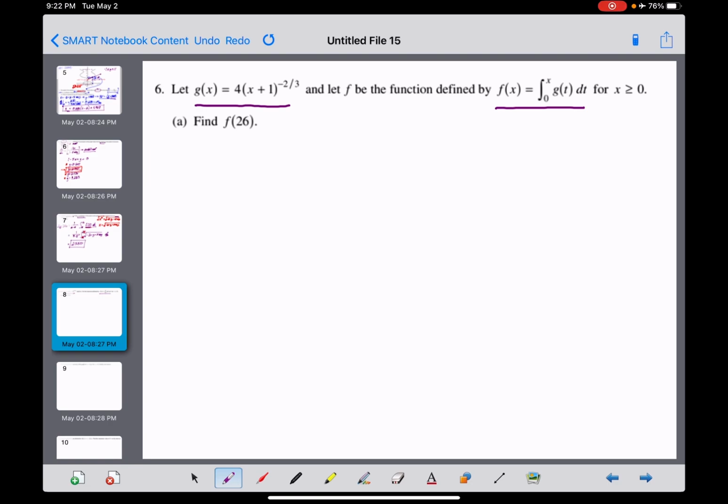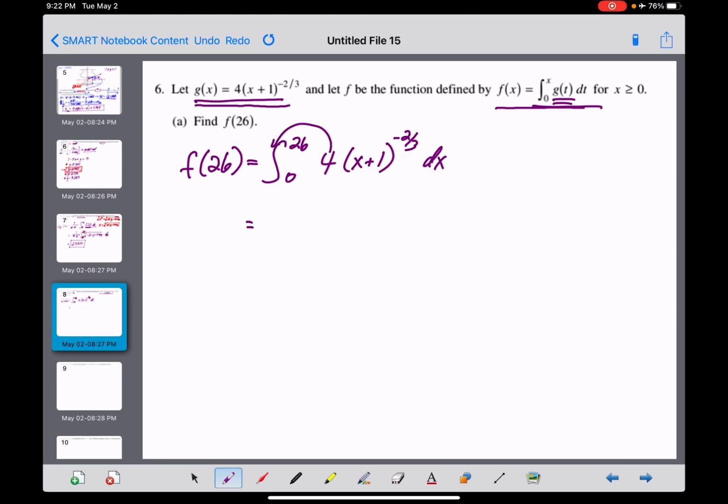Well, when they give you the explicit definition, let's use it. So f of 26 then will equal, just following this right here, the definite integral from 0 to 26 of g of t. That would be given to us by this function right here, 4 times, really that should be a t, but it doesn't really matter, whichever variable you want to use. Most of you prefer an x, so (x plus 1) to the negative 2/3 power, all taken with respect to x.